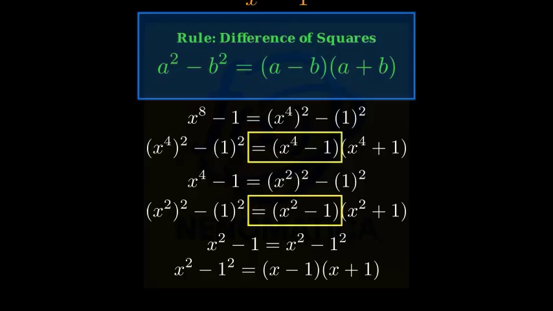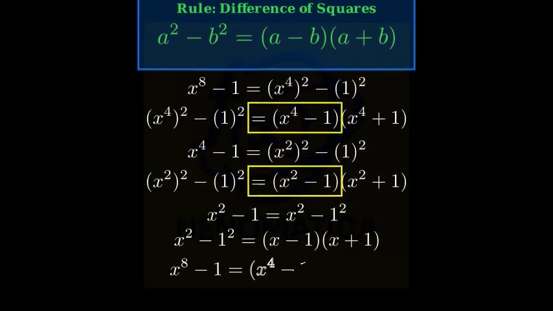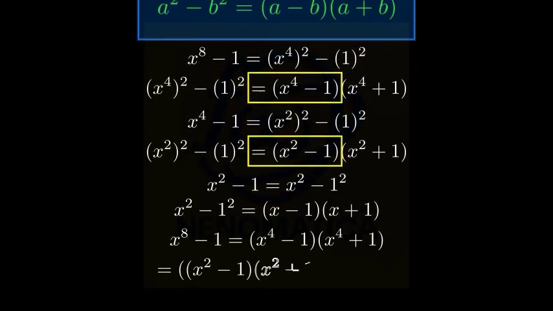Step 5. Now, let's combine all our factors to get the complete factorization. We have x minus 1 times x plus 1 from factoring x squared minus 1. We also have x squared plus 1 from factoring x to the fourth minus 1. And finally, we have x to the fourth plus 1 from our initial factorization.